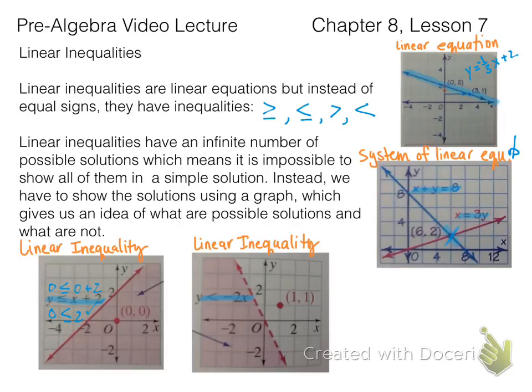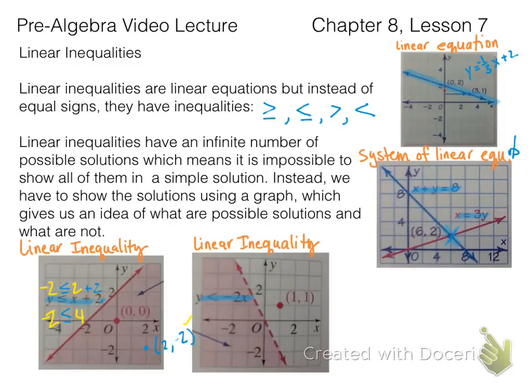So the point 0, 0 is a solution, but I could also try the point 2, negative 2 and see if that works. y was negative 2, x was 2, and I'm going to get 2 plus 2 is 4, so negative 2 is less than or equal to 4. Well, negative 2 is definitely less than or equal to 4, so it's definitely a solution. So as you can see, there's an infinite number of solutions. Basically, anything below this red line is a solution, and that's the shaded region.